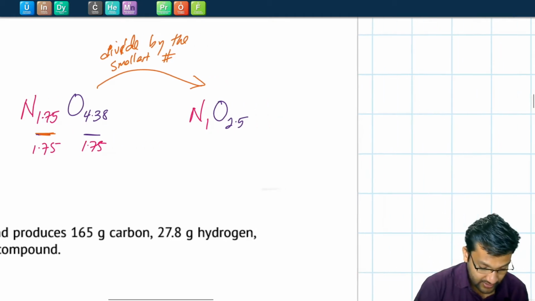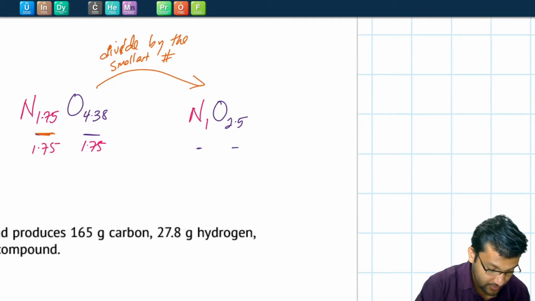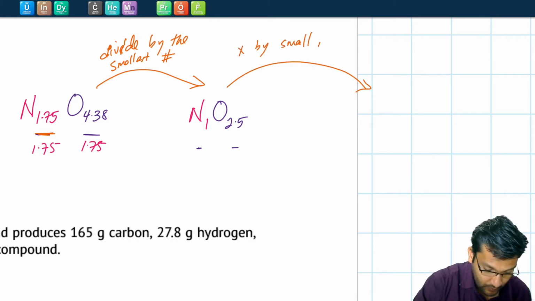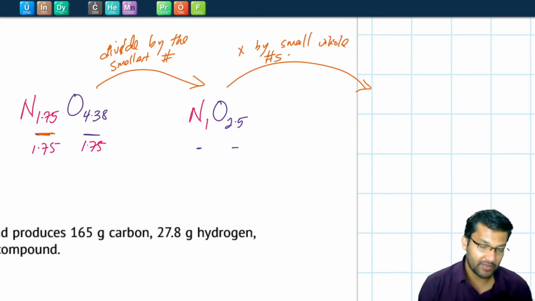Okay, we get at least one whole number, but the second one is not a whole number, so we need to do something else. Now we need to multiply by small whole numbers. First you're going to try multiplying by 2, then you're going to try multiplying by 3 and 4, until you get a whole number in return.